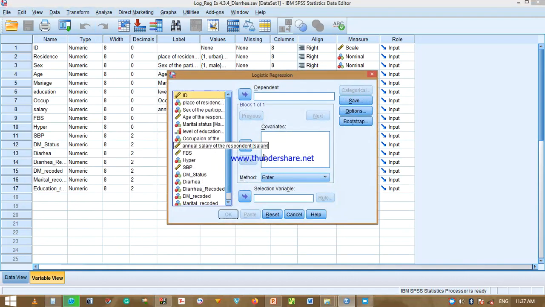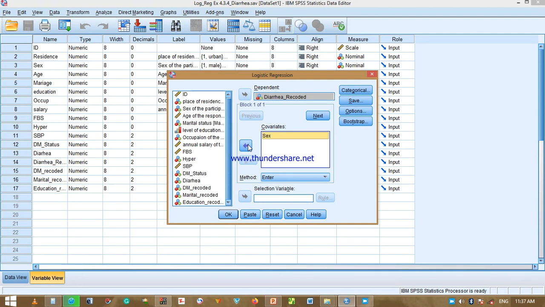Then we transfer the dependent variable, which is recoded, to the dependent list. As you can see, diarrhea recoded, it says. So we move that to the dependent variable, and then sex to covariate. Covariate means independent variable for logistic regression. Covariate means varying together, variability of the independent variable alongside variability of the outcome variable. Covariates. So it's an independent variable. Now, once we have put the dependent and independent variables into the respective dialog boxes, then we go to categorical.